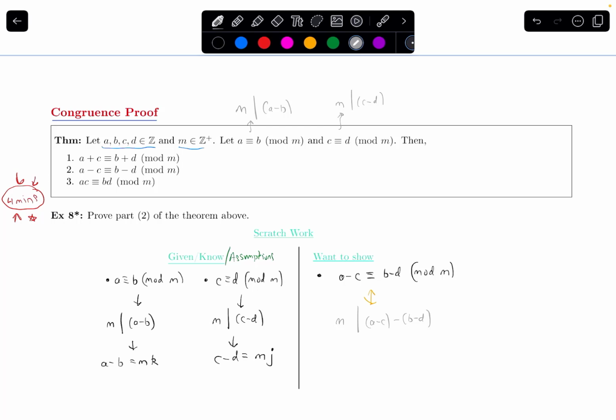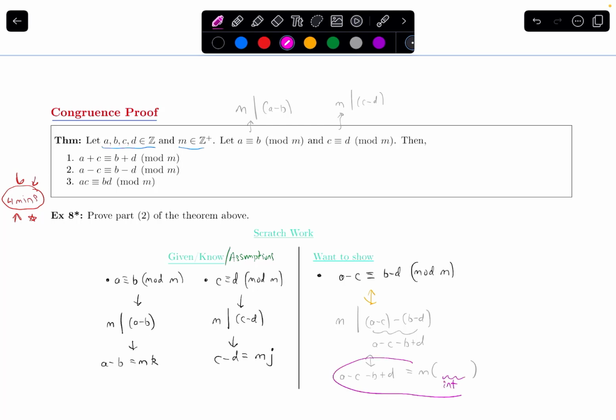Okay, if I simplify that, this becomes a minus c minus b plus d. To show m divides this, what it would take... sorry, I got that backwards. That would be saying that this whole thing is a multiple of m. So I would be saying that a minus c minus b plus d, I'm really hoping that this becomes m times some integer.